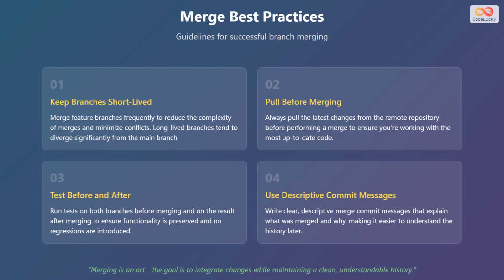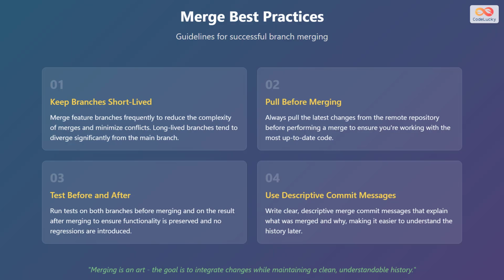Here are some guidelines for successful branch merging. Number 1. Keep branches short-lived. Merge feature branches frequently to reduce the complexity of merges and minimize conflicts. Long-lived branches tend to diverge significantly from the main branch. Number 2. Pull before merging. Always pull the latest changes from the remote repository before performing a merge to ensure you're working with the most up-to-date code.